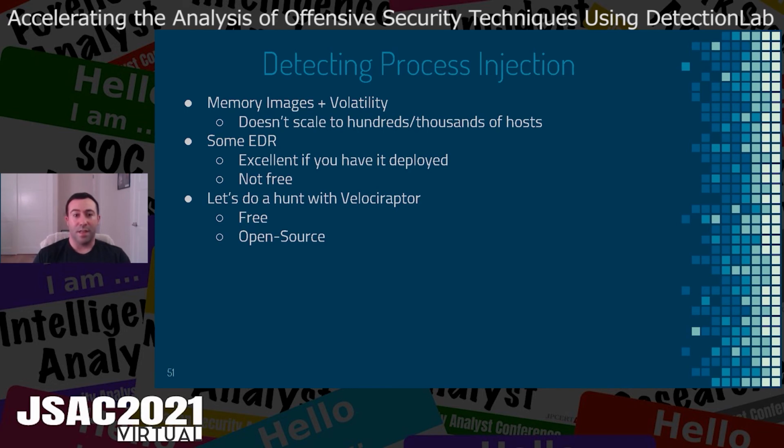analysis. If we have an EDR agent already installed, it's possible that it may have been able to detect this activity already. However, many organizations do not because they either can't afford EDR or they lack the expertise to derive value from it. So my solution here is to start what's called a hunt using Velociraptor. Velociraptor is free and open source, so it should be accessible to most people.